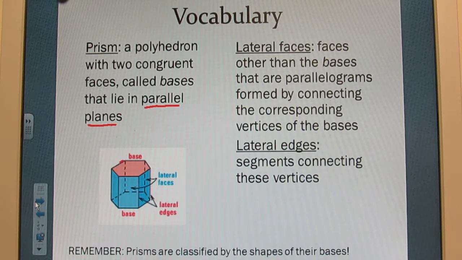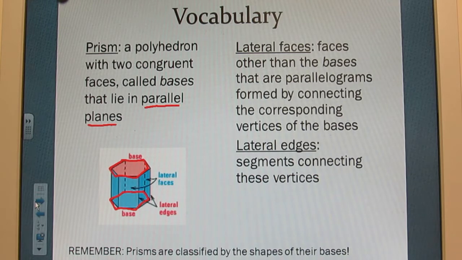So here we have a hexagonal prism. The base is a hexagon, and remember that prisms are always named and classified by their bases. And we can see that they lie in parallel planes.